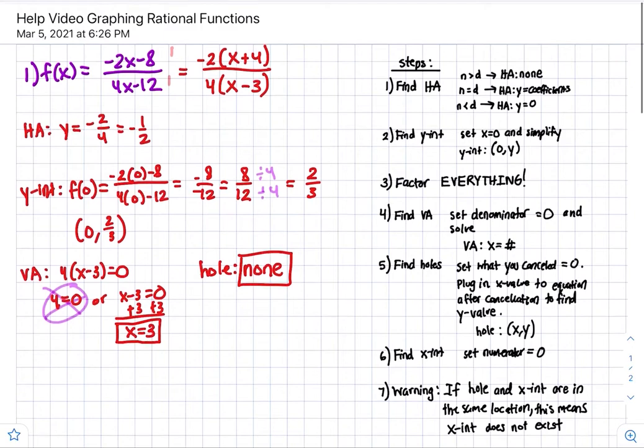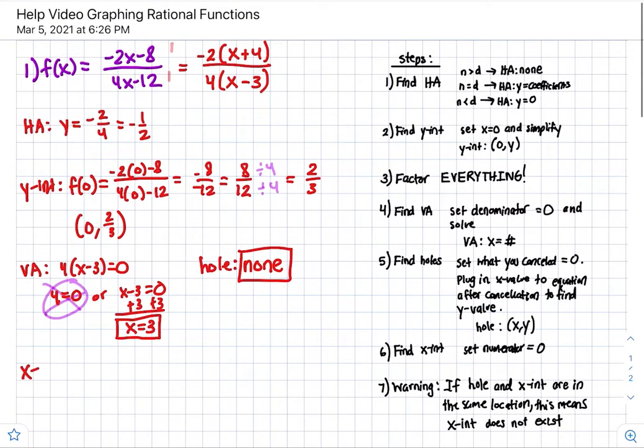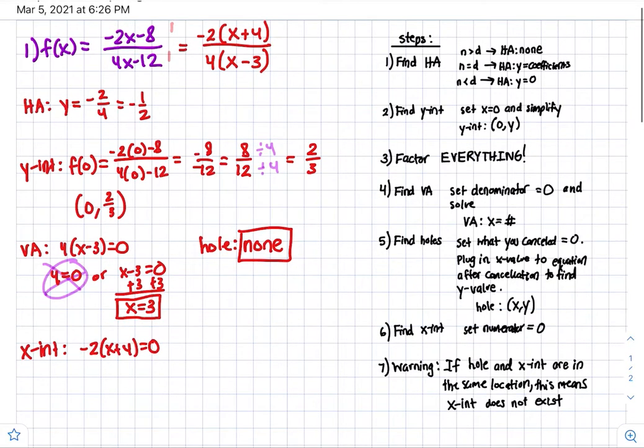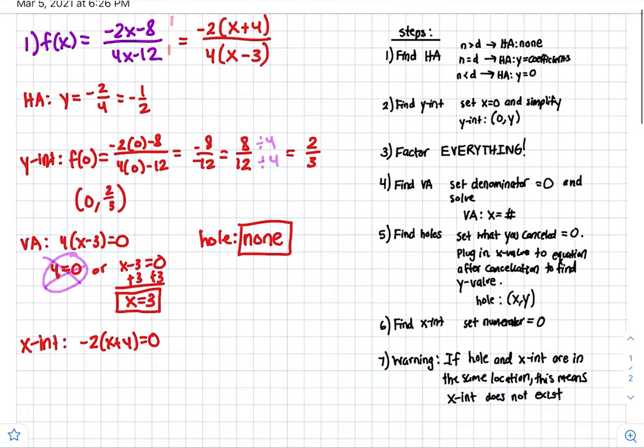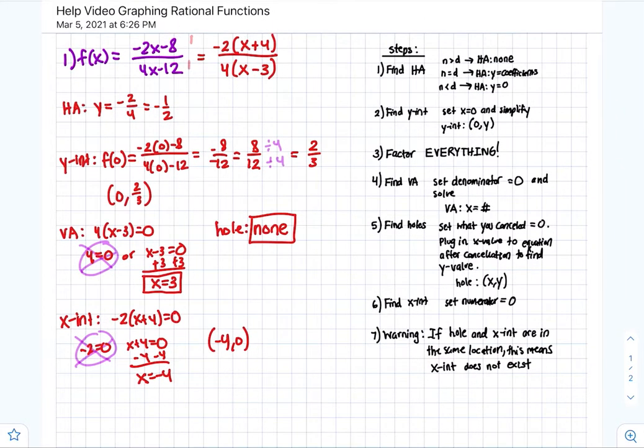And lastly, step 6 is to find our x-intercept by setting the numerator equal to 0 and solving. Here's the numerator. Set the numerator equal to 0 and solve. Well, 0 can't equal -2, so we just leave the -2 out. x plus 4, though, can certainly equal 0. Subtract 4 from both sides, x is equal to -4. I'll write this just for consistency. Our x-intercept is going to be -4, 0. Okay, so we have all 5 pieces of information.